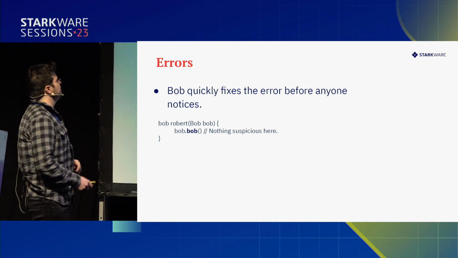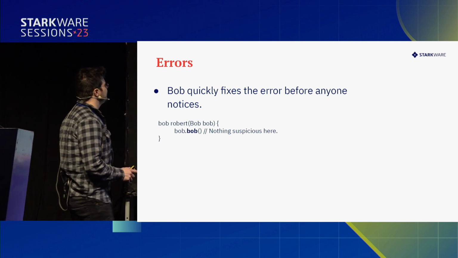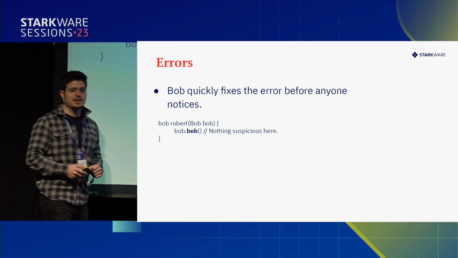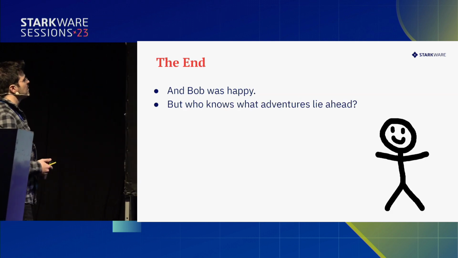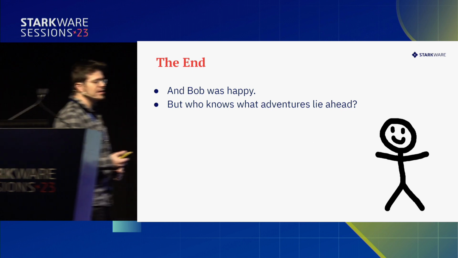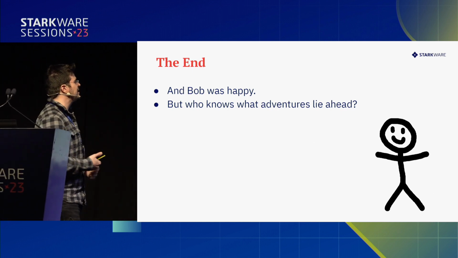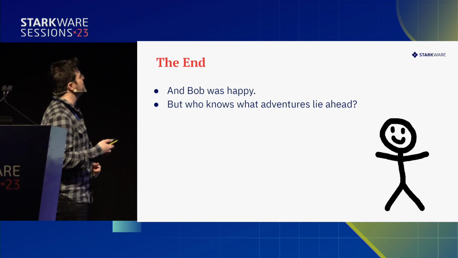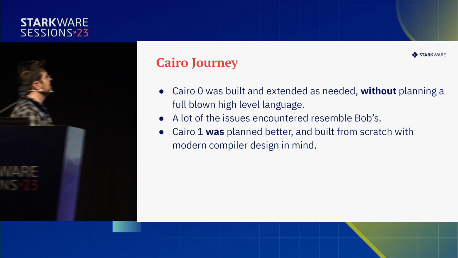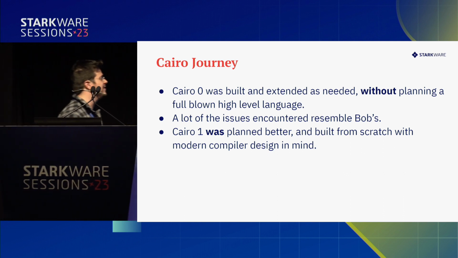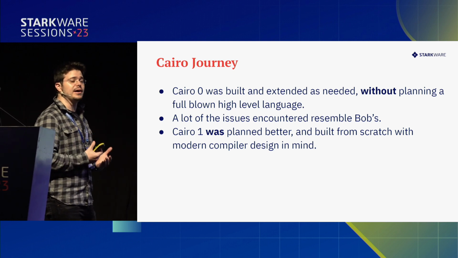Okay, now Bob does it. It works. Bob quickly fixes the error before anyone notices, and calls the Bob method on its object, like it should be. All right, Bob was happy. No, but who knows what kind of adventures lie ahead? What kind of bugs he will meet, inefficiencies? Only time will tell. Okay, so this nice story was inspired somewhat by our efforts to write two compilers.